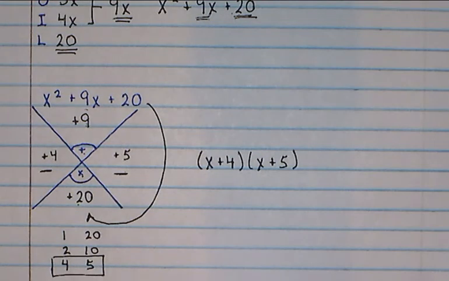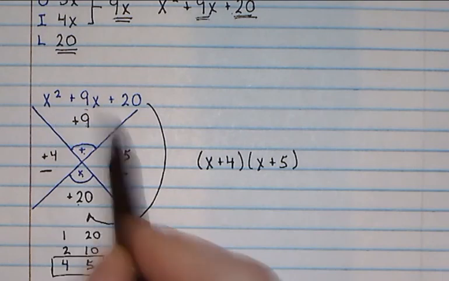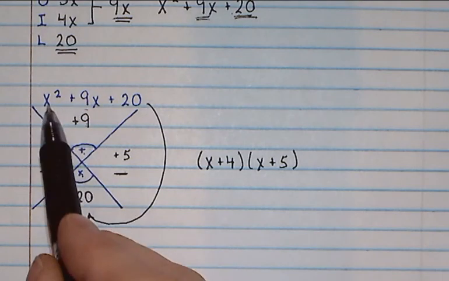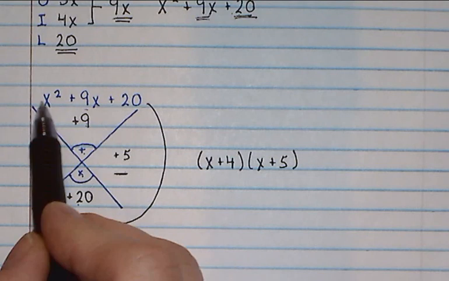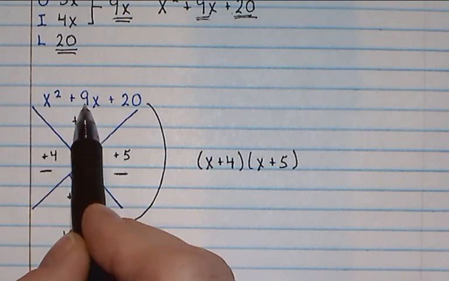All right, so let's look at this method looking at a couple of other trinomials that follow this pattern, where there's no coefficient here, and there's a coefficient here and here.